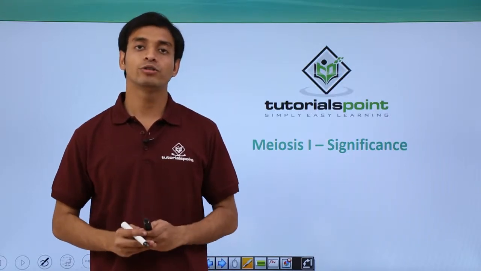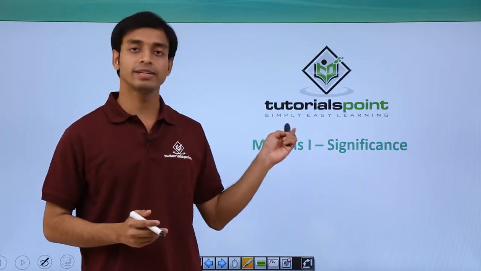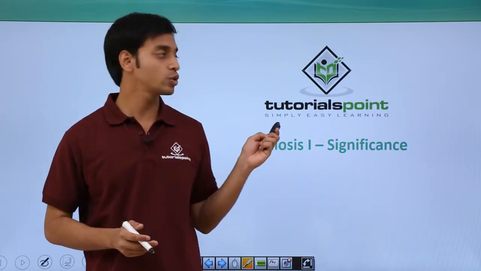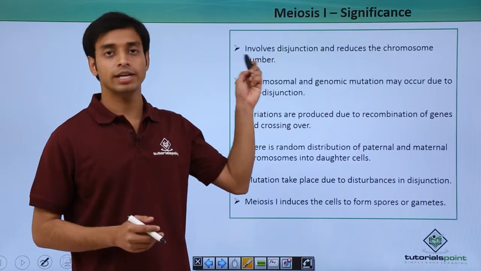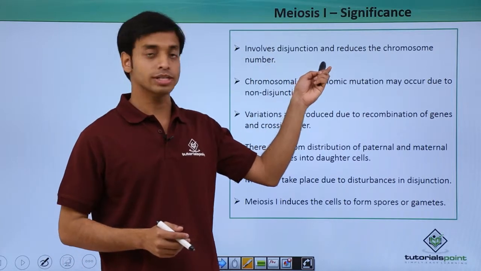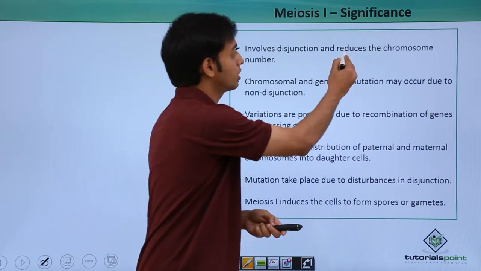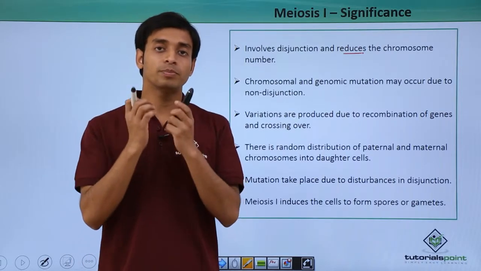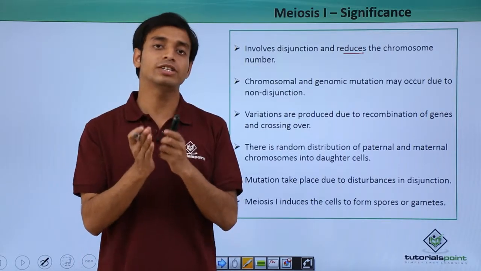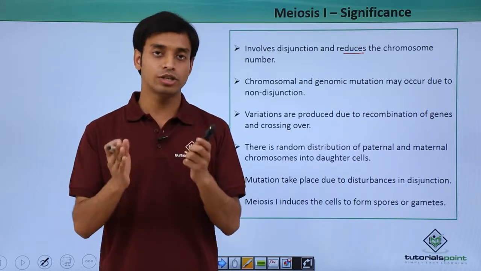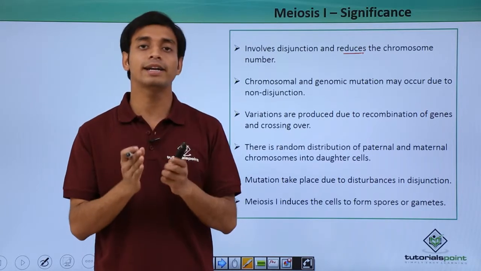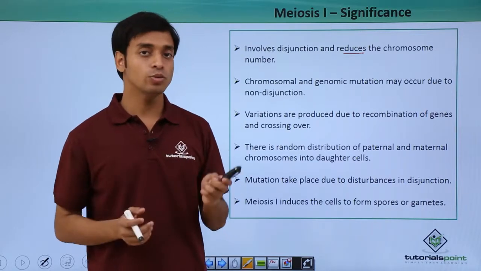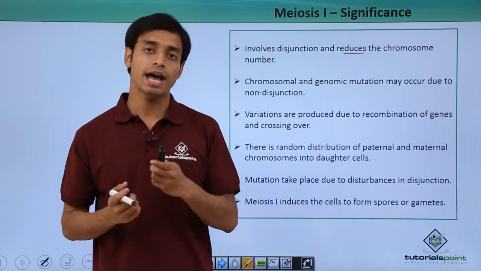In this video, we are going to talk about the significances of the process of meiosis I. Meiosis I involves the disjunction process, and because of this, it reduces the chromosome number. So we have seen in anaphase I what happened. The homologous chromosomes which had initially paired got disjunction. So disjunction happened and they got separated. So the reduction in chromosomal number happened.